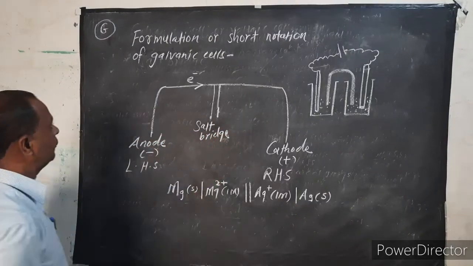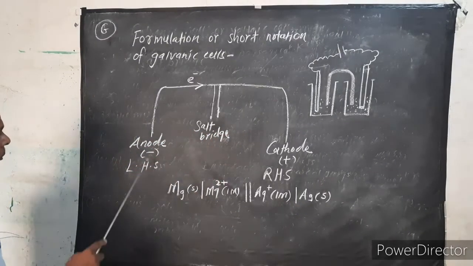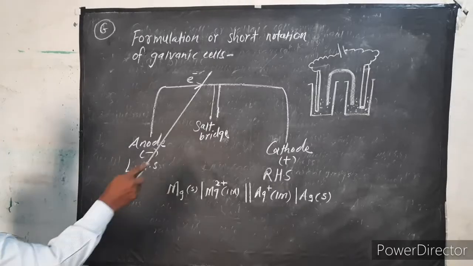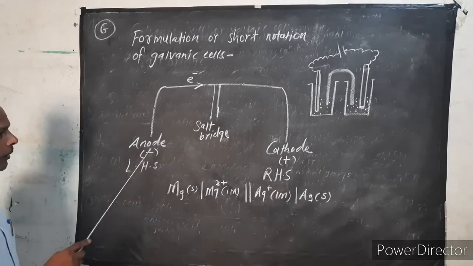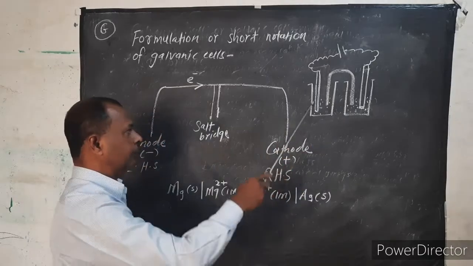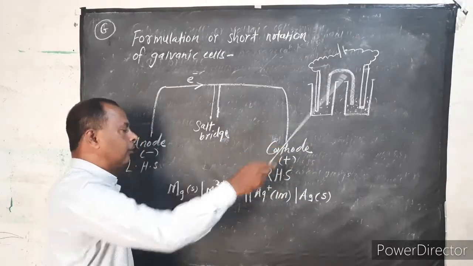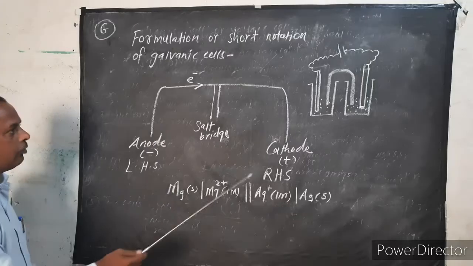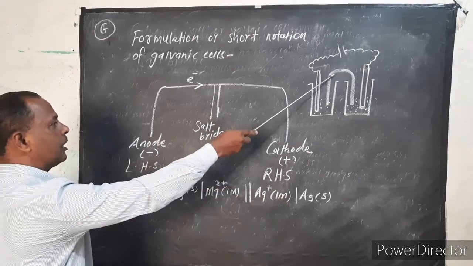Formulation or short notation of galvanic cells. Now look here how you write this galvanic cell short notation. Suppose there are two cells and two electrodes, each dipped in its own ion solution. So how do you represent these cells? Now this is the salt bridge.